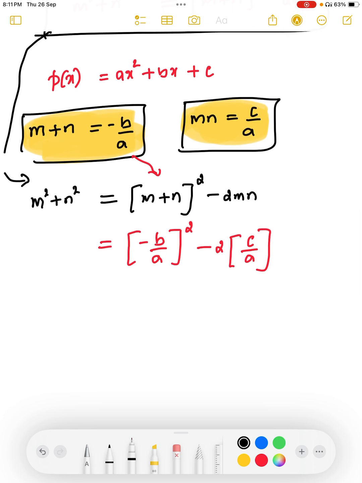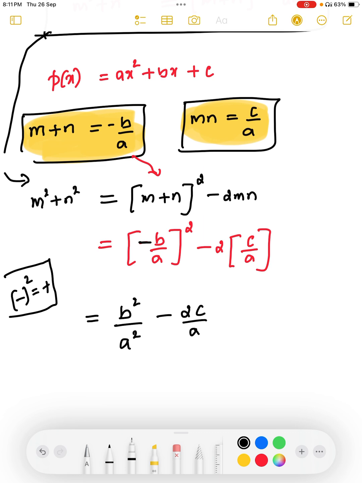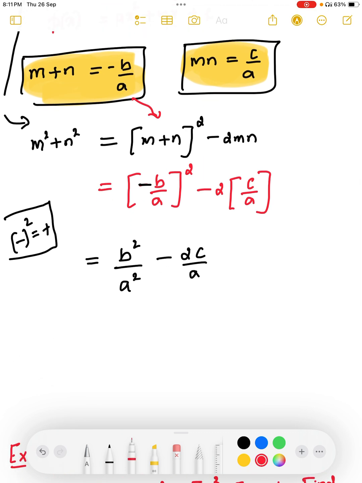Now, what is the square of negative? Square of negative is always positive. So square of negative becomes positive. Square of b is b square. Square of a is a square. Now 2 into c by a means 2c by a. Now I'll make the denominators the same. So I'll multiply by a here and also multiply it to the denominator. This becomes b square minus 2ca, which can be written as 2ac, right?